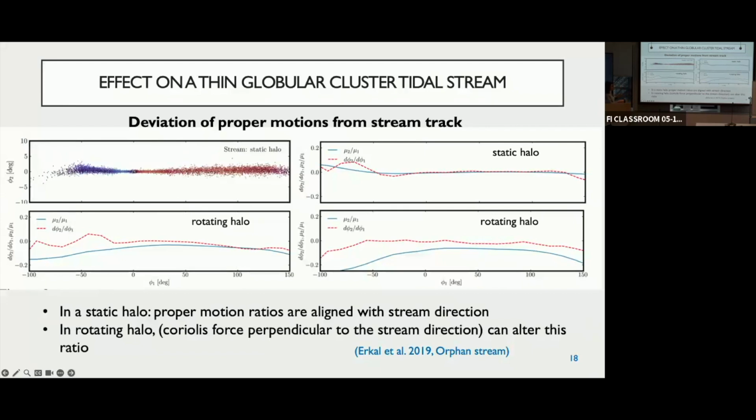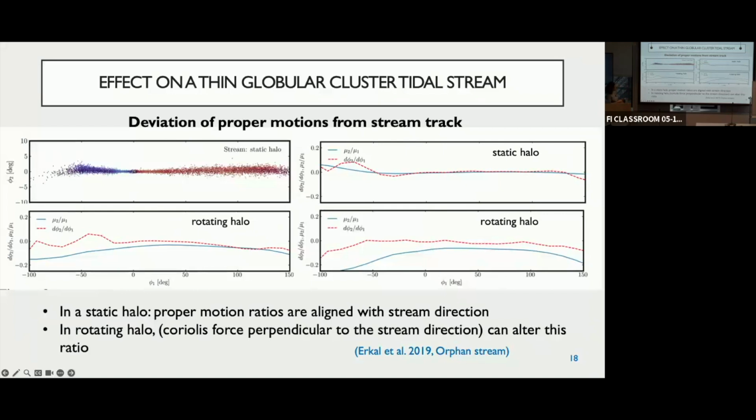And in a static halo, if you plot the ratio of the derivative of phi2 over phi1, that's the dotted curve, and the ratio of the proper motion perpendicular to the stream over the proper motion along the stream, you see that they line up pretty well. The motion along a stream is pretty much, well, along the stream. It deviates here because you're running out of particles.